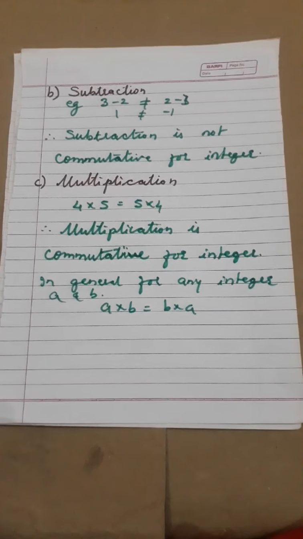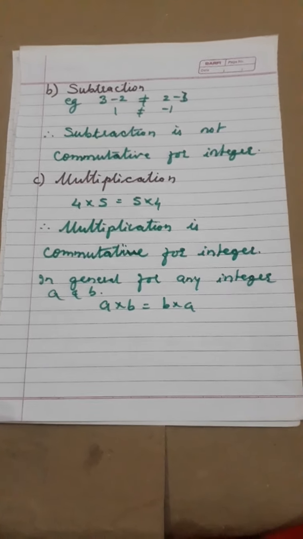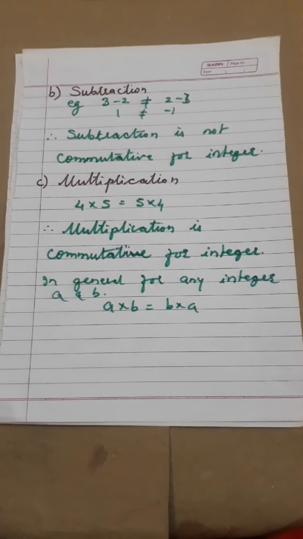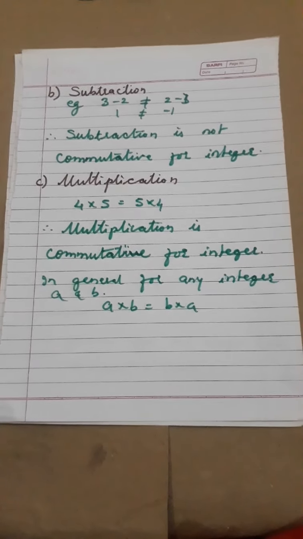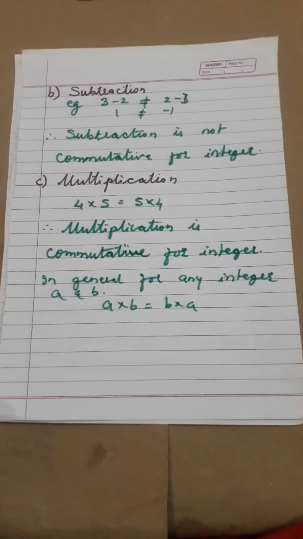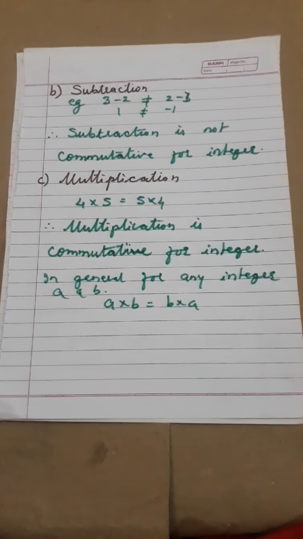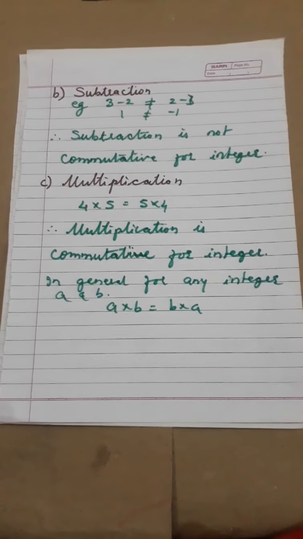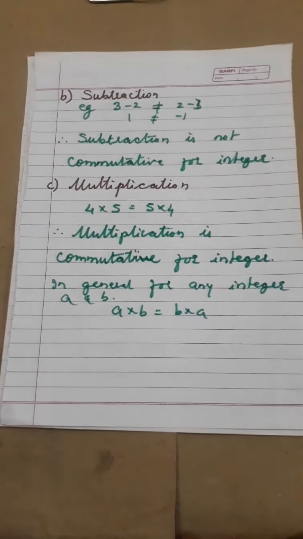The next operation is multiplication. So let's go with the pair, 4 into 5 equals 5 into 4. Both the answers are the same. So we can say multiplication is commutative for integers. In general, for any integers a and b, a into b equals b into a.